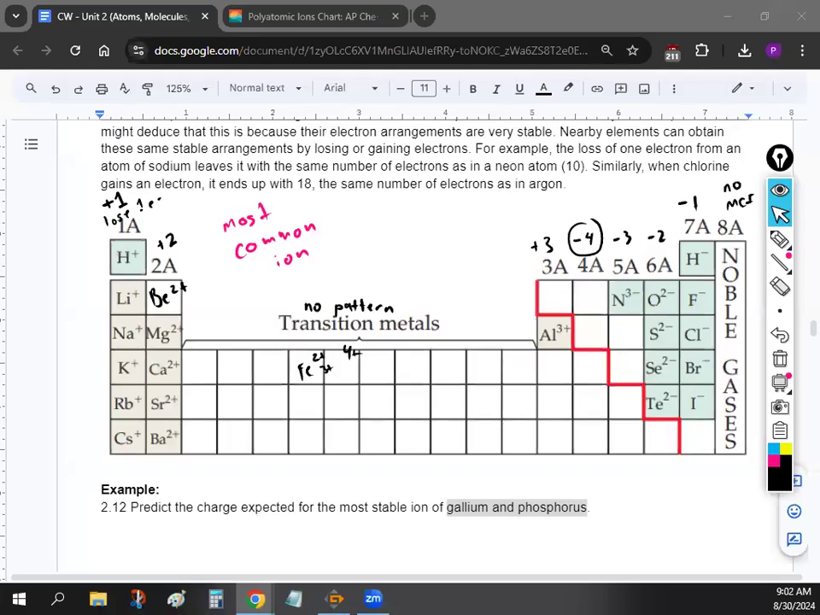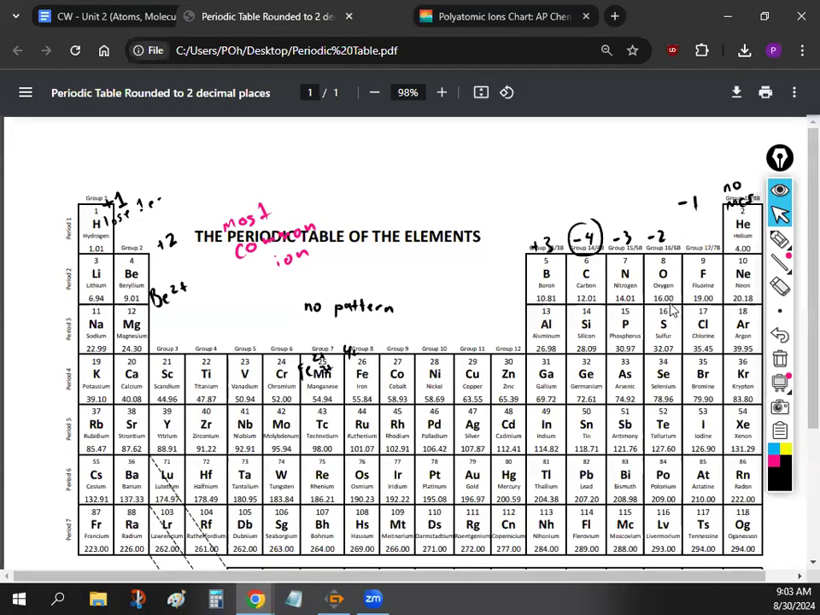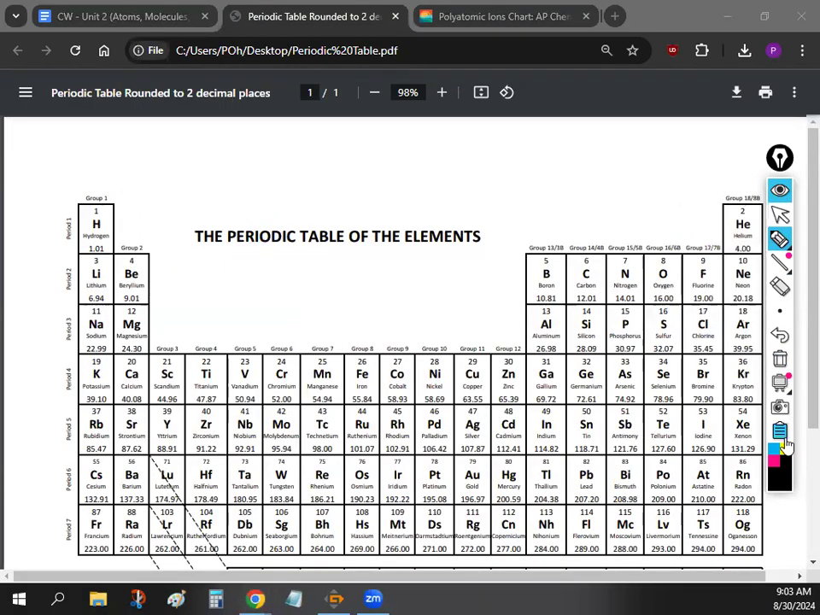Alrighty, guys. Let's go over problem 2.12. Pull out your periodic table, and we're going to look for gallium and phosphorus. Gallium is right here. Show me with your fingers, what is the MCI for this? What's the charge? Yeah, positive 3, right? So gallium is going to be positive 3, because it's in this column, the positive 3 column. And then phosphorus, very simple, same thing. It's in the negative 3 column, so phosphorus is going to be 3 minus. And that's it.